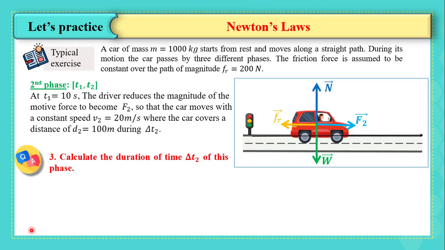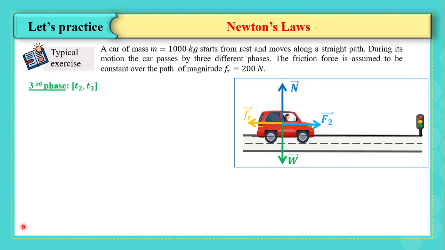In the third part, we are asked to calculate the duration of time delta t2 of this phase. Don't forget that in this phase, the car moves in a uniform rectilinear motion. Then the time equation we can use is d equal v times delta t. Then d2 is equal to v2 times delta t2. Then delta t2 is equal to d2, which is equal to 100 meter, divided by the constant speed, which is 20 meter per second. And this implies that the duration of time of this phase is equal to 5 seconds.